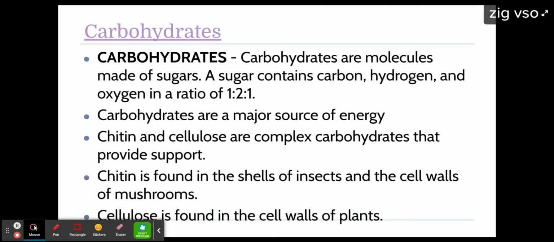So carbohydrates are made up of those saccharides or sugars, and a sugar contains carbon, hydrogen, and oxygen in a very specific ratio, 1 carbon to 2 hydrogens to 1 oxygen. So the main purpose of carbohydrates is to provide energy, glucose being the molecule that drives cellular respiration, making ATP.